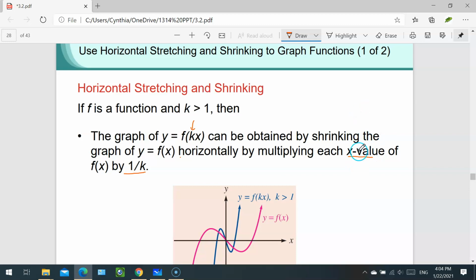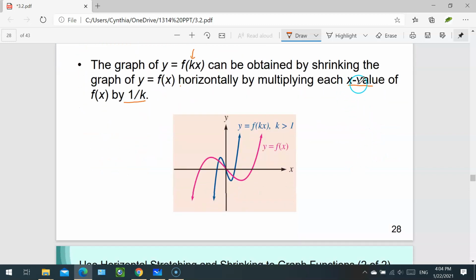So we will talk about how to multiply each x value by 1 over k. But here I'm going to explain the graph. The red line is the basic function f of x. The blue line is a horizontally translated function. This one has a horizontal shrinking. So the blue line represents the horizontal shrinking. Why? Because k is bigger than 1.